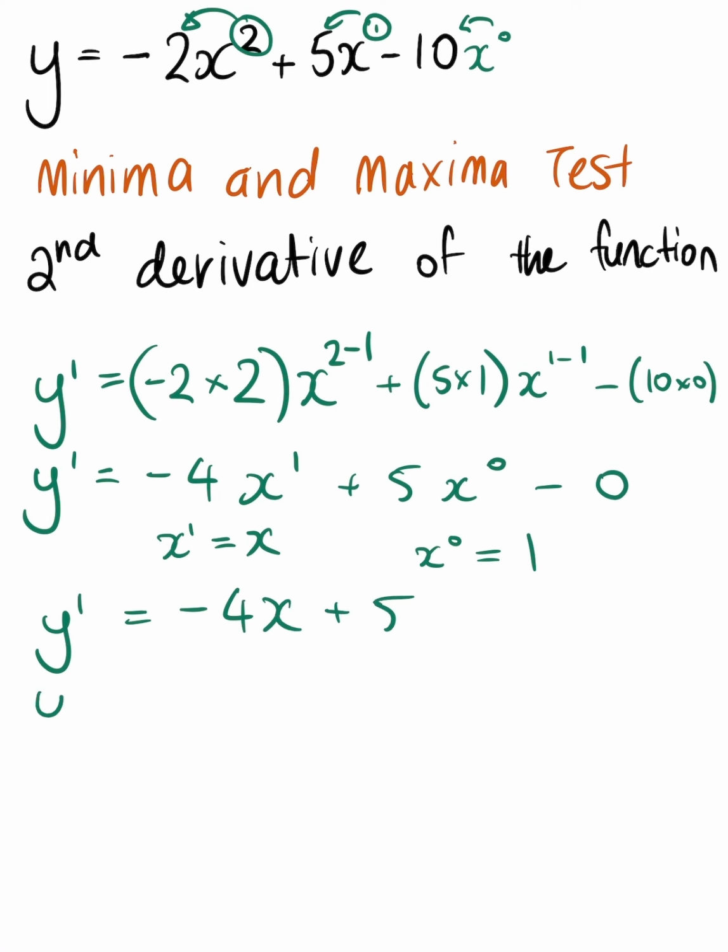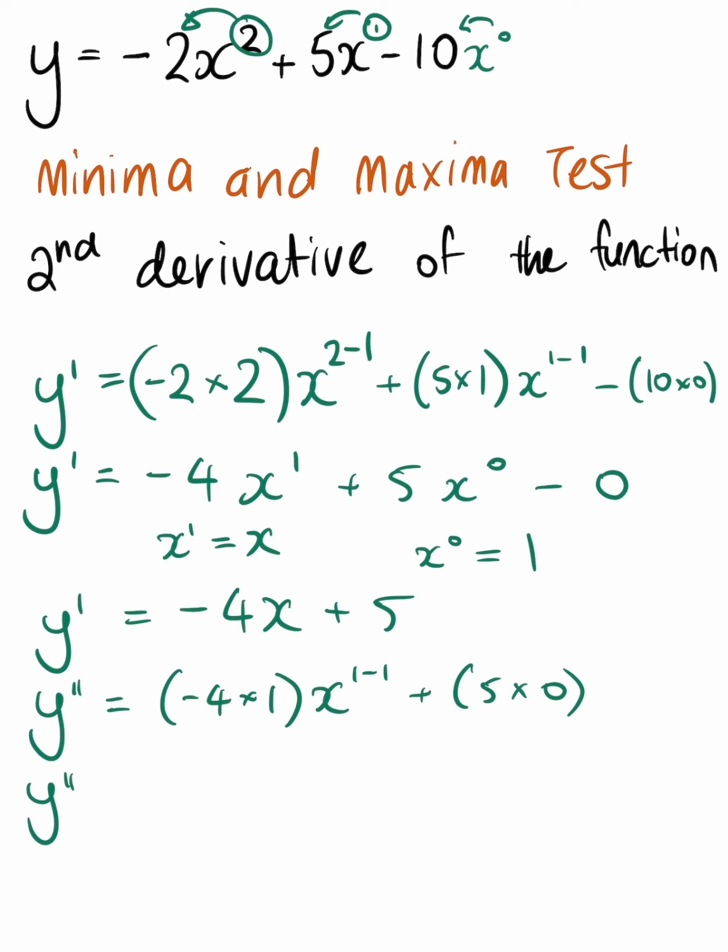Now, x to the power of 0 is always 1, and x to the power of 1 is always x, so that's just going to leave us with minus 4x plus 5. And we do the exact same thing again. So x to the power of 1, so that's going to be negative 4 times 1, x to the power of 1 minus 1, and because now 5 is a constant, we simply just multiply that one by 0.